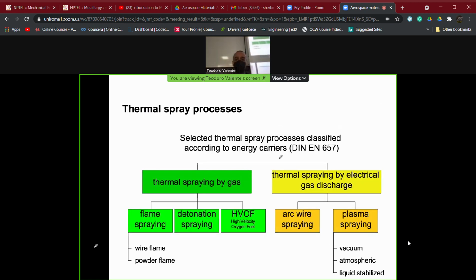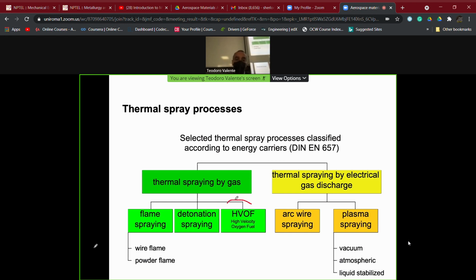I want to just close with this one. We can have the possibility to generate our heat or energy source inside the confined area of the gun by using a combustion procedure. So we need to have inside that gun a feeding of fuel and a feeding usually of oxygen, not air. To this class of thermal spray processes, it is given also the name of thermal spray processes by gas.